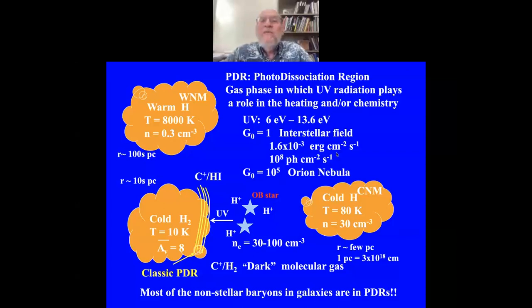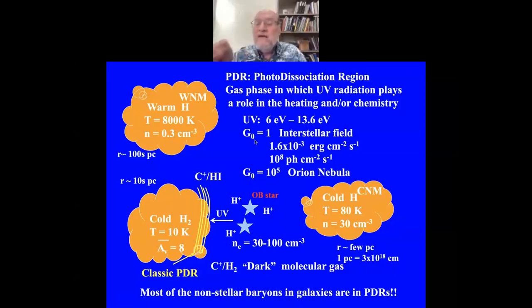Okay, so you probably know by now a PDR is a photo dissociation region. A working definition is that a PDR is a gas phase in which the ultraviolet radiation plays a role in the heating or the chemistry. The range in UV energies I'm talking about is between 6 eV and 13.6 eV. The upper end here is the ionization edge of hydrogen. So these are hydrogen neutral regions. The UV field is usually measured in units of the interstellar field. So G0 of 1 is an interstellar field, and G0 usually is intended to mean a Habing field.